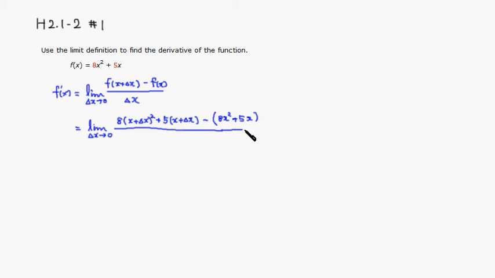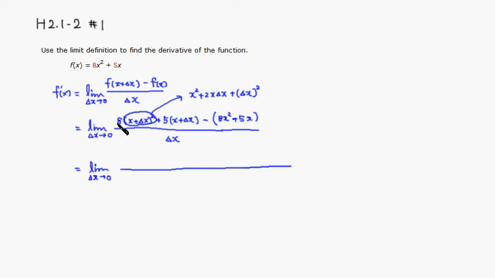Then you have a delta x on the bottom. I'm going to actually multiply it out here so that I don't have to write too many lines. If you multiply out, you're going to get x squared plus 2x delta x plus delta x squared. So if you multiply by 8, you will get, let's say, the limit as delta x approaches 0. Just a little tedious.